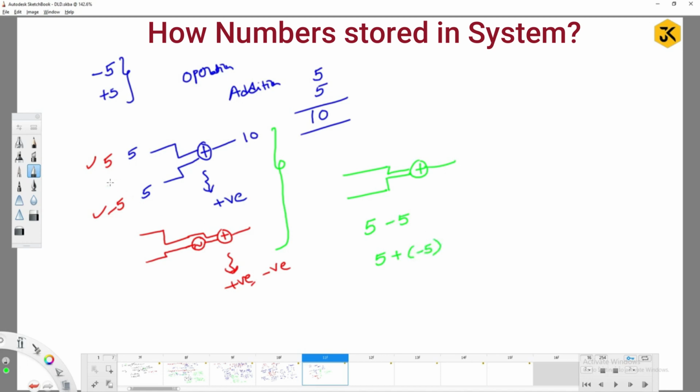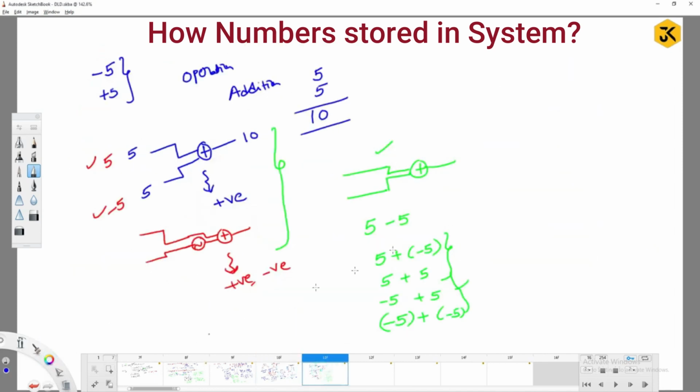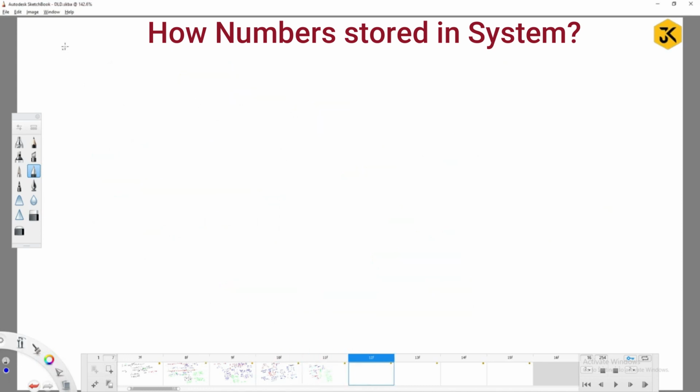So that now the same input format will be given to the same circuit. If I get 5 plus 5, I can also give it to the same circuit. If I have minus 5 plus 5, I can also give it to the same circuit. If you get minus 5 plus minus 5, the same circuit will work for any kind of input and yield the result. Okay, so this is the reason the authors came up with a new solution. That new solution we can call the complement of a number system.